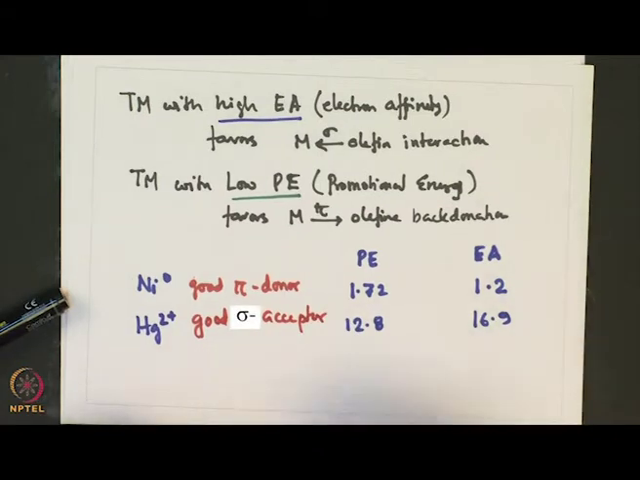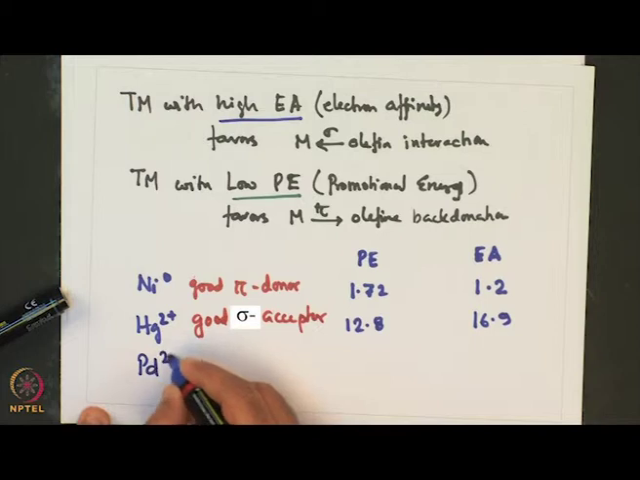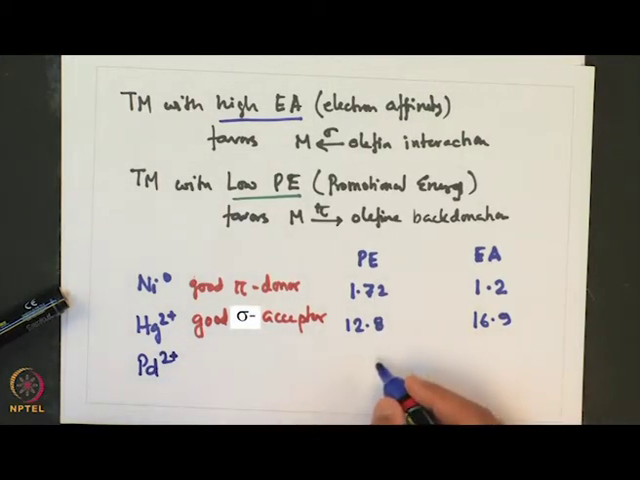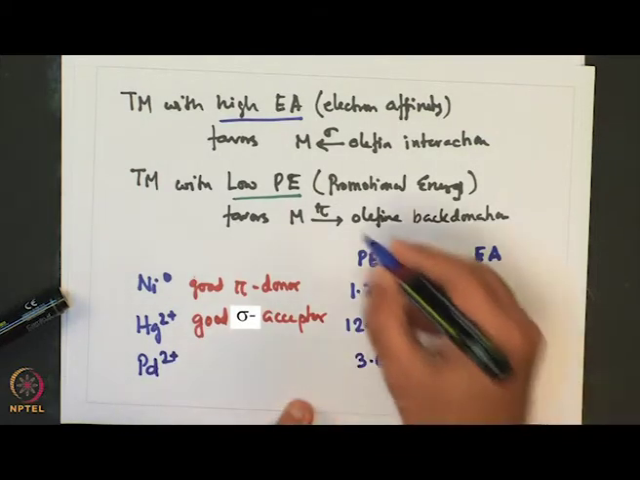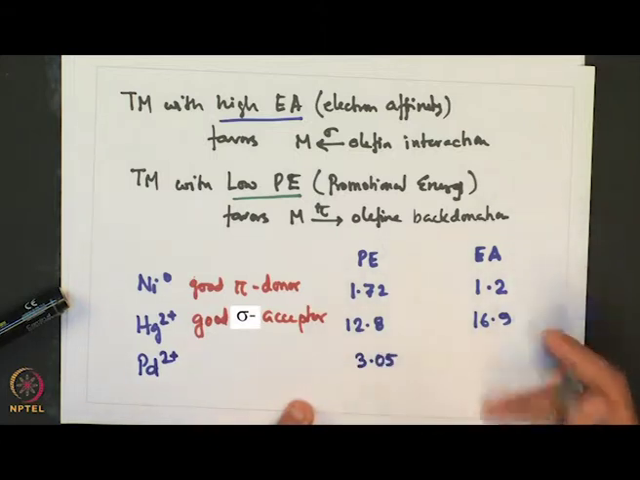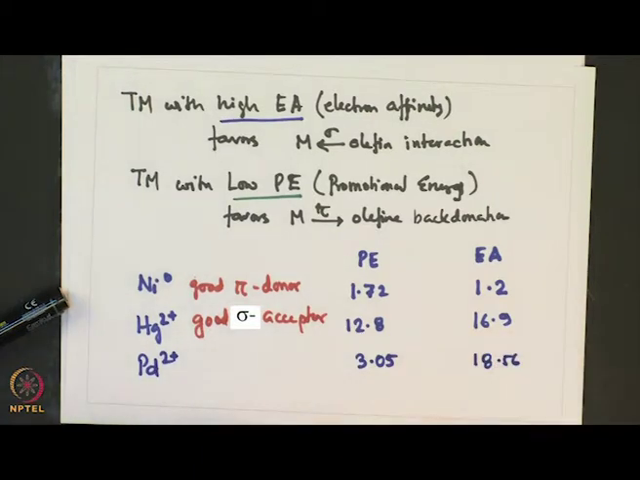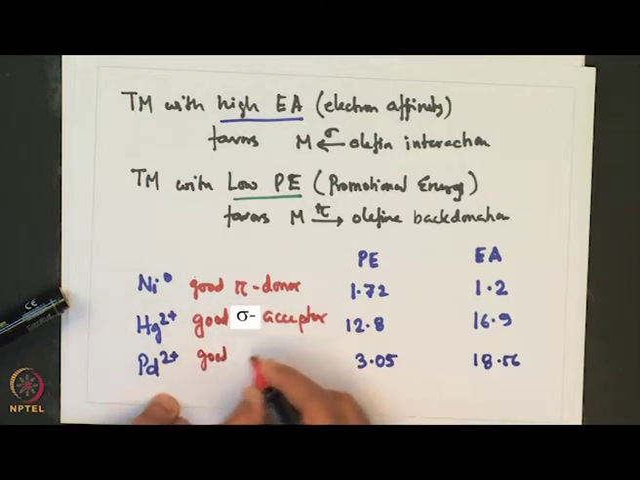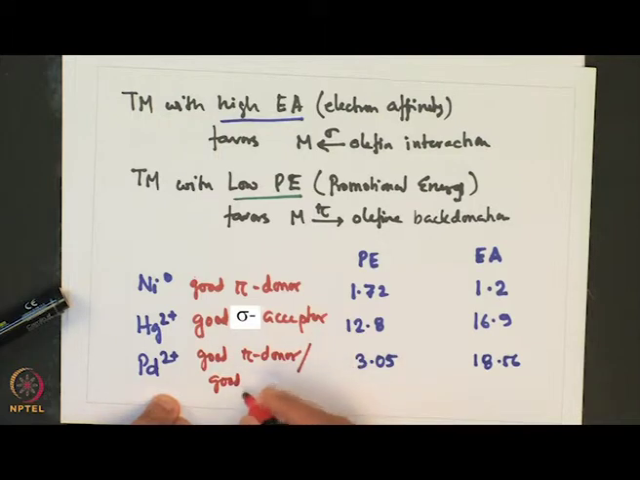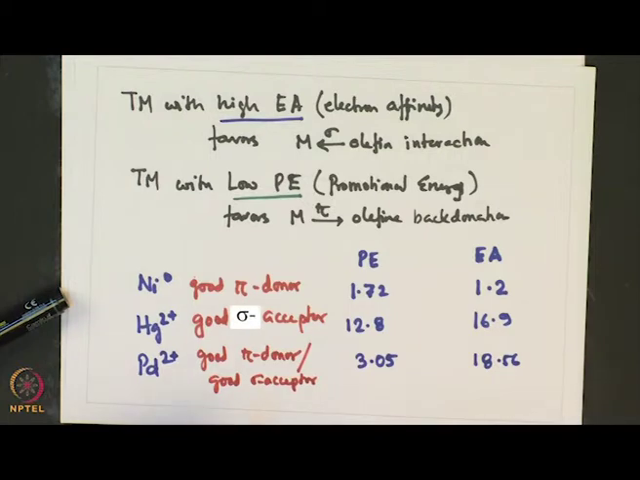And similarly, let us take a look at palladium, Pd 2 plus. It has quite low promotional energy of 3.05, which means good back donation, and an extremely high electron affinity of 18.56. That means palladium 2 plus is a good pi donor and also a good sigma acceptor because of very high electron affinity.